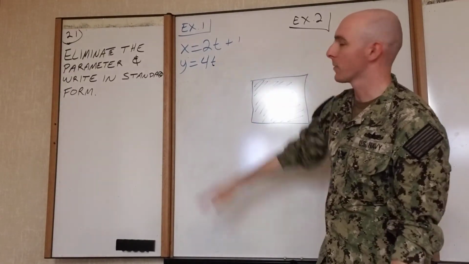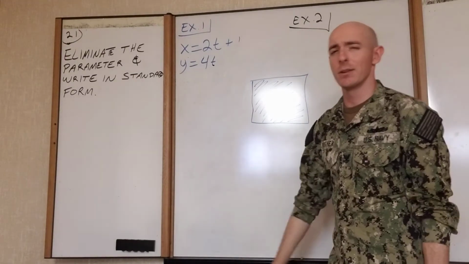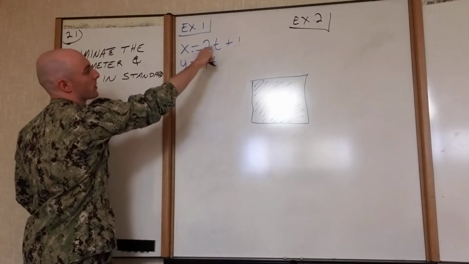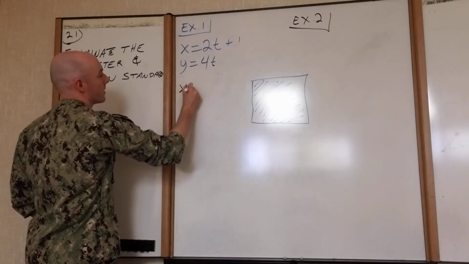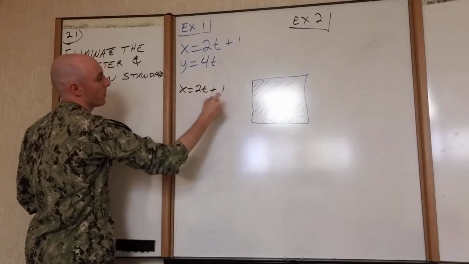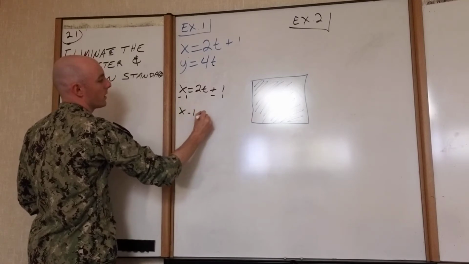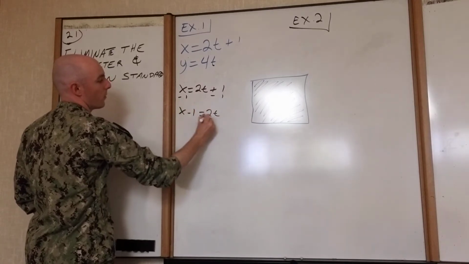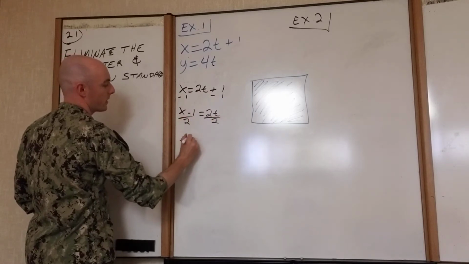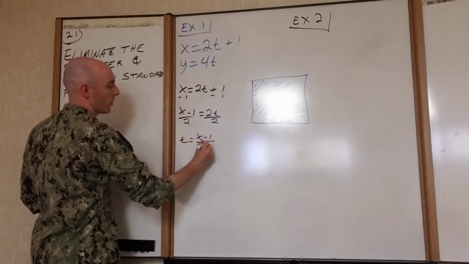We'll just do it from x first, and then plug that resulting value in for y to get a standard form equation. So again, we're trying to solve for t from x. So x equals 2t plus 1. We'll go ahead and subtract 1 from both sides, so we get x minus 1 equals 2t. We'll then divide by 2 on both sides to isolate t, and we end up getting t equals (x minus 1) over 2.